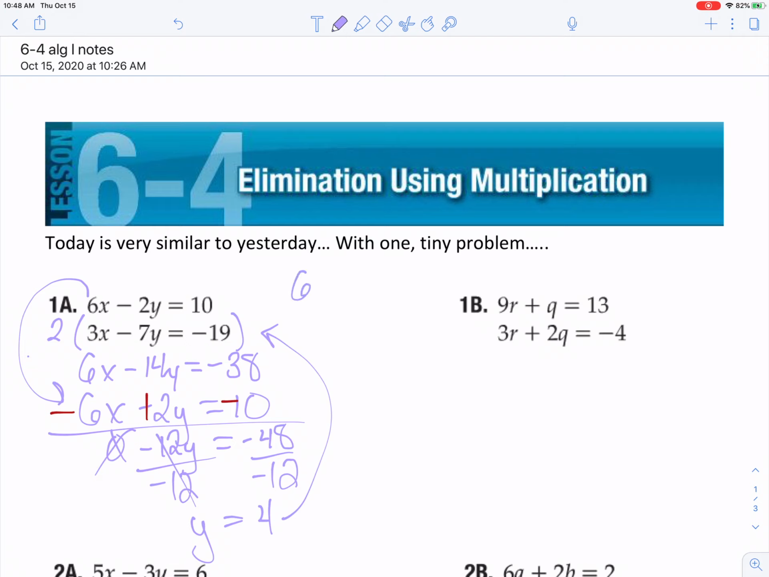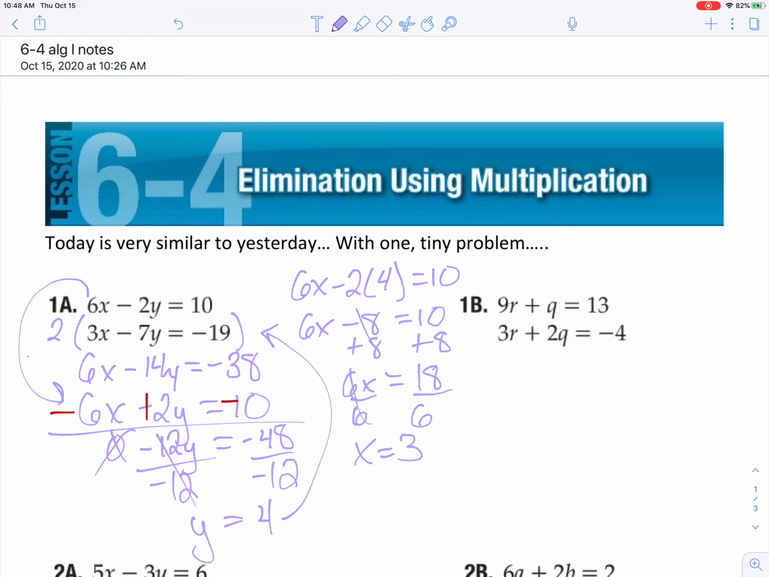So 6x minus 2 times 4 equals 10. So 6x minus 8 equals 10. Add 8 to both sides. 6x equals 18. If I divide by 6 on both sides, x equals 3. So if I write my answer as a point (x, y), my final answer is going to be (3, 4).